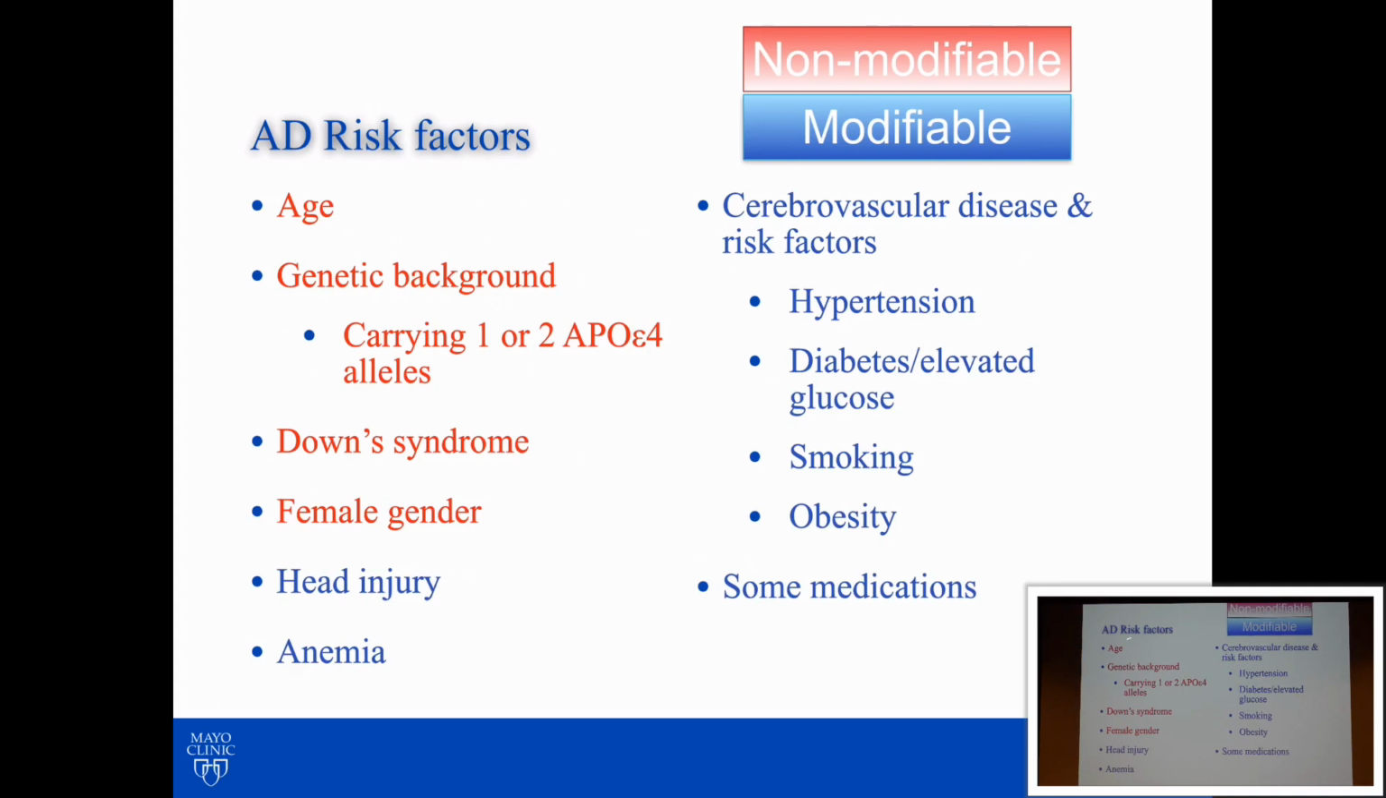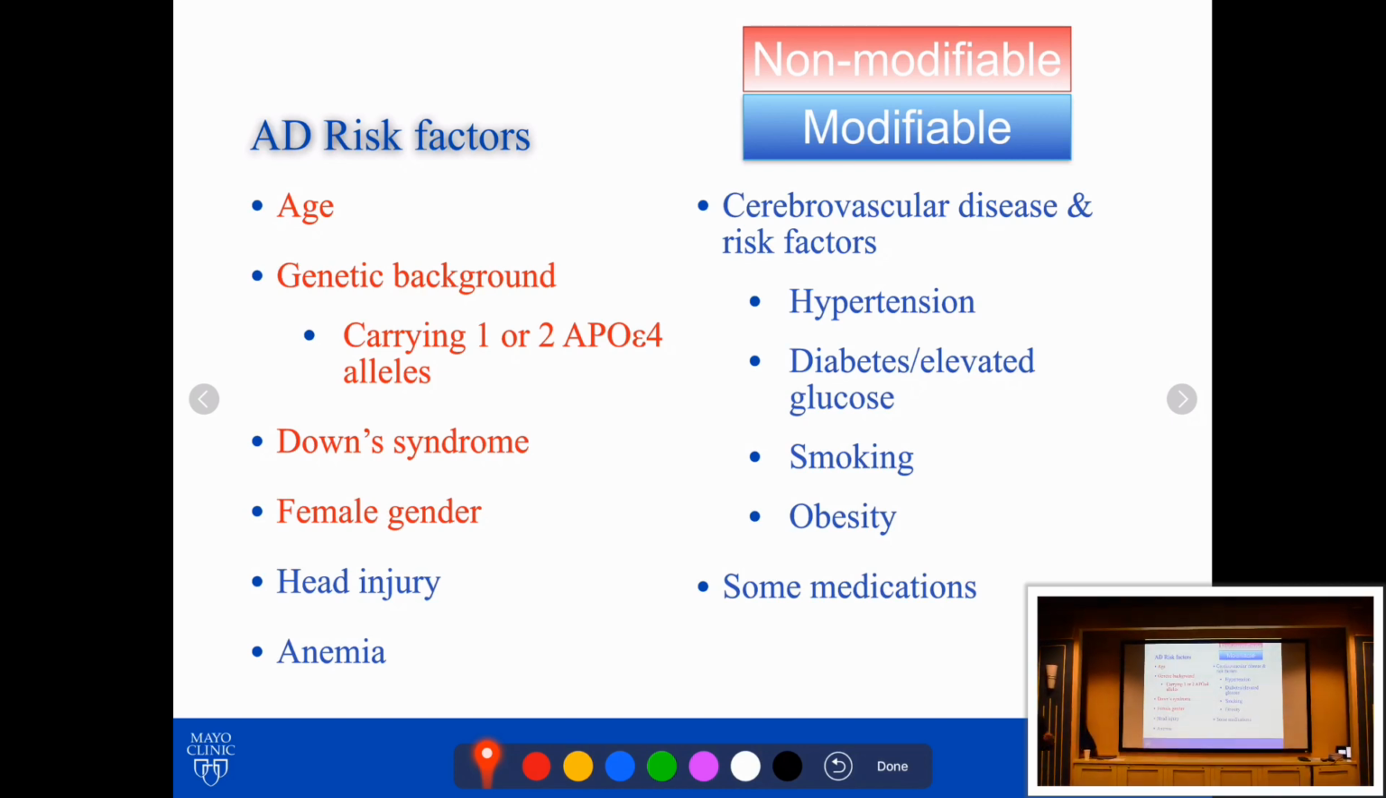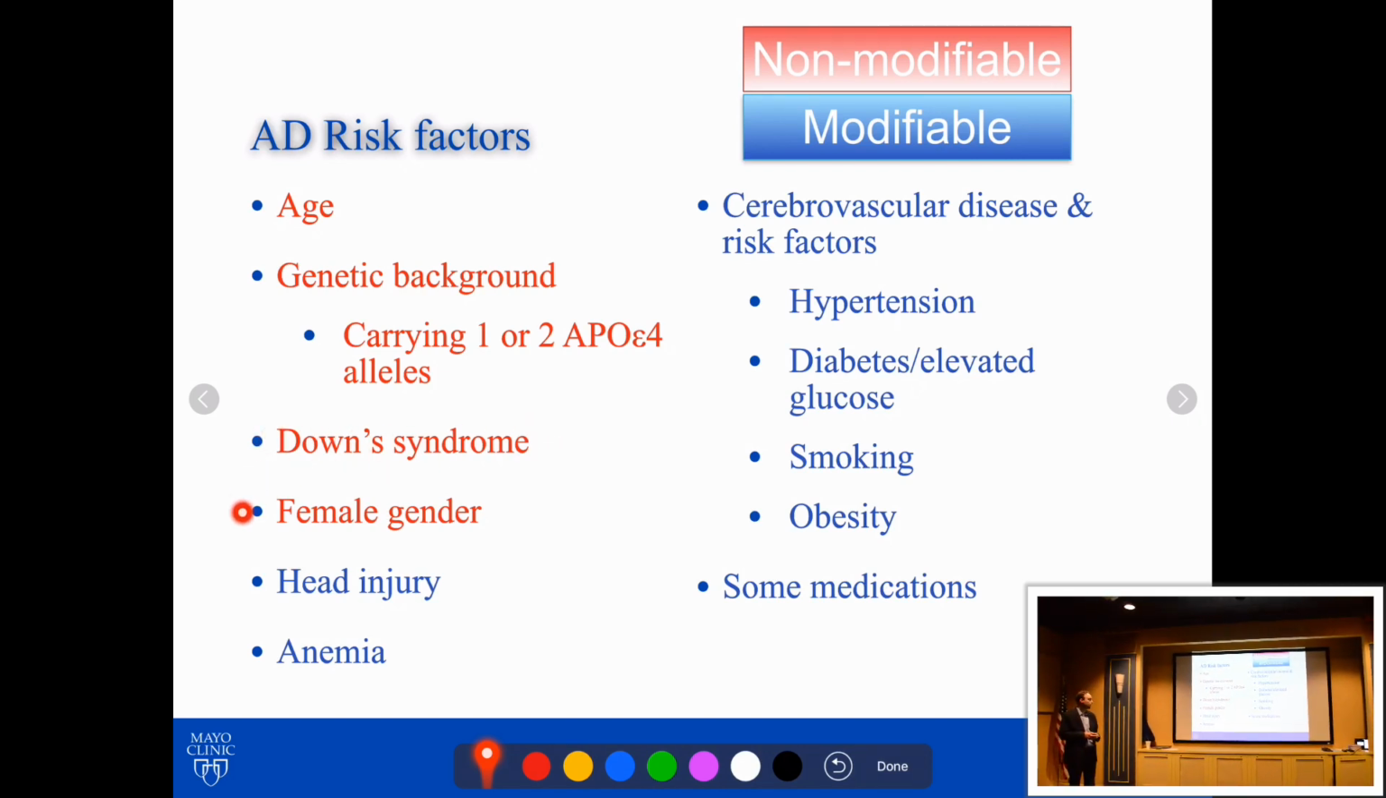So you might guess you can't go back in age, so that one we can check off the list. Your genetic makeup. We don't have a way of changing it at this point that's readily available. Down syndrome is also a high risk for Alzheimer's disease. And the female gender. So these are things that we can't do a whole lot about. But other things, such as head injury, anemia, cerebrovascular risk factors such as hypertension or high blood pressure, diabetes, smoking, obesity, and even some medications can contribute to your risk of developing Alzheimer's disease or dementia. So these are the things that we're going to focus on today.